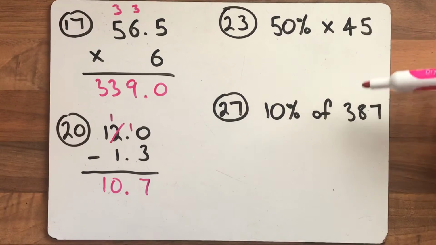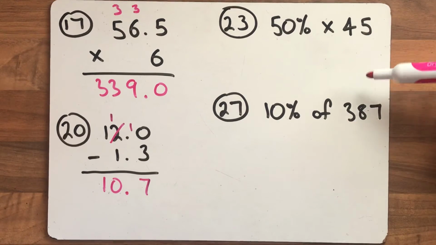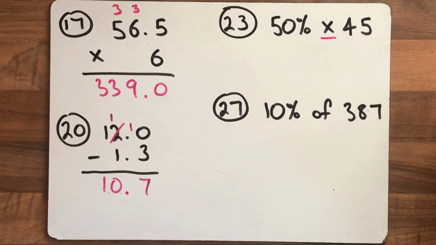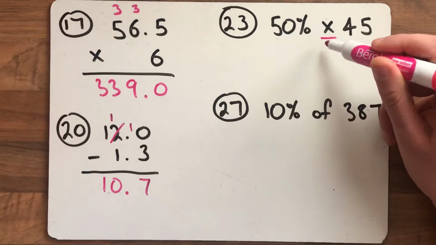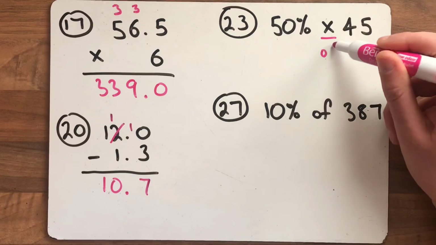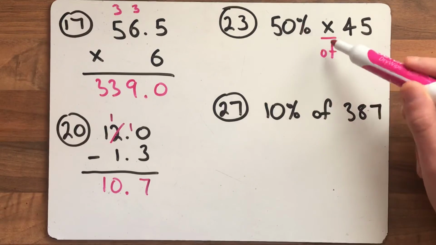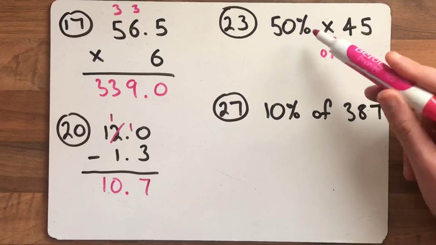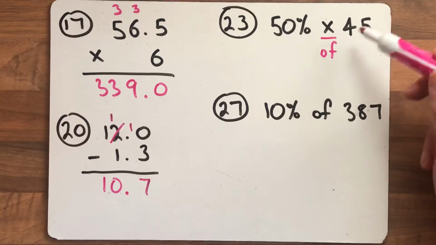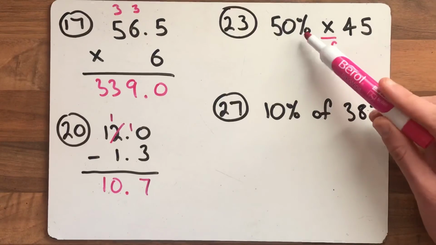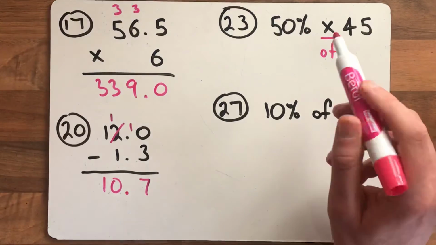Right, now 23 and 27 are questions that we're actually doing this week. The only thing that might have confused people was the fact that it's 50% times 45. Now we talked about this briefly earlier on when we did fractions. This is the same as 50% of 45, so it's like the same as half of 45. 50% times 45 is asking you what is 50% of 45.